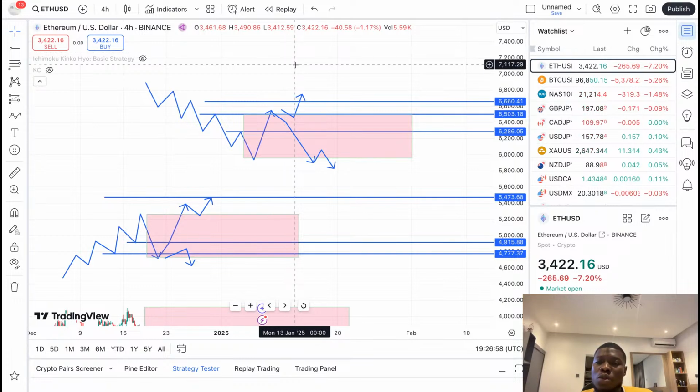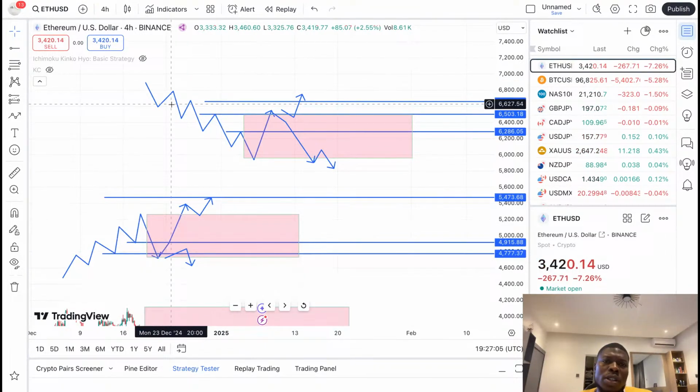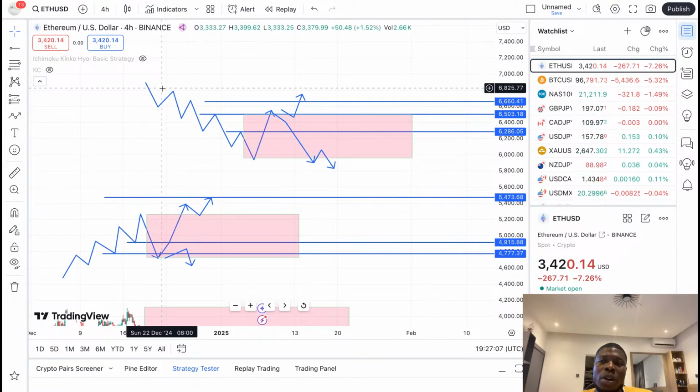So I've been able to check on gold. I've been able to check on Bitcoin. I've been able to check on Ethereum. So I'm going to check on indices, a quick check on indices, then we'll be rounding up for today.